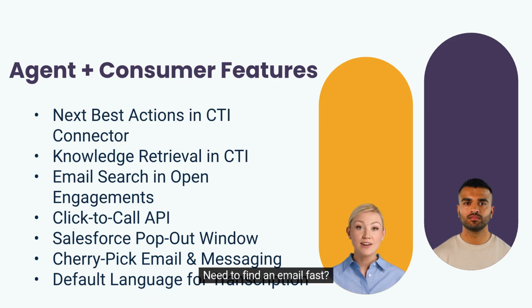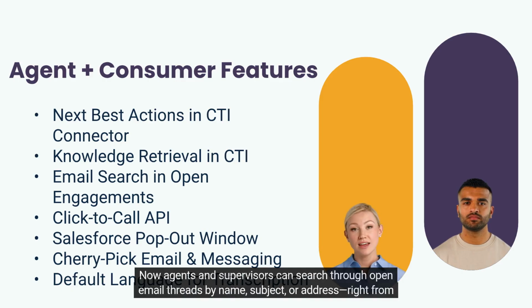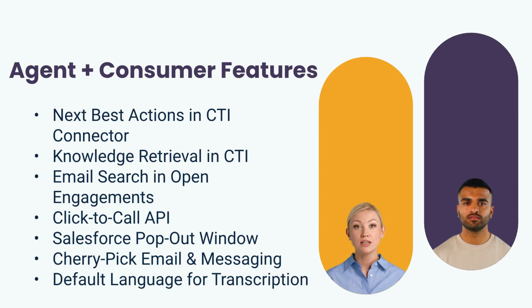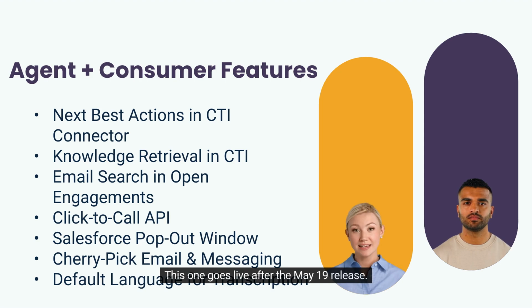Need to find an email fast? Now agents and supervisors can search through open email threads by name, subject, or address right from the engagement view. This one goes live after the May 19th release.